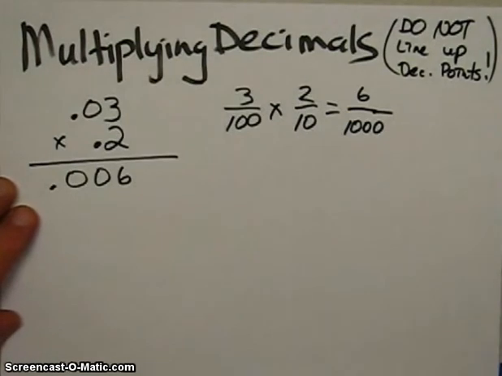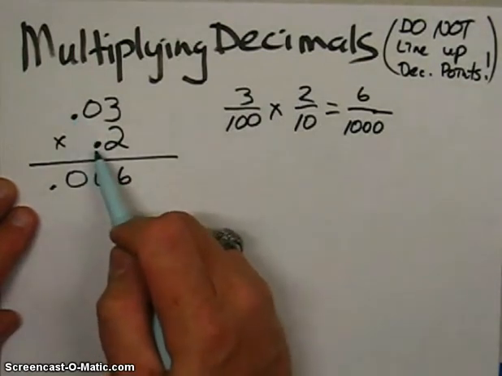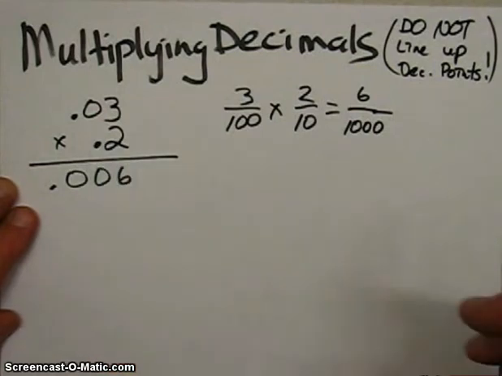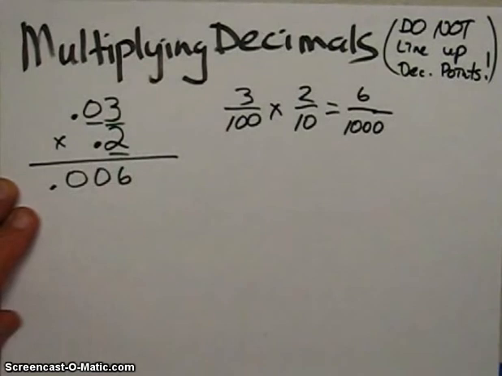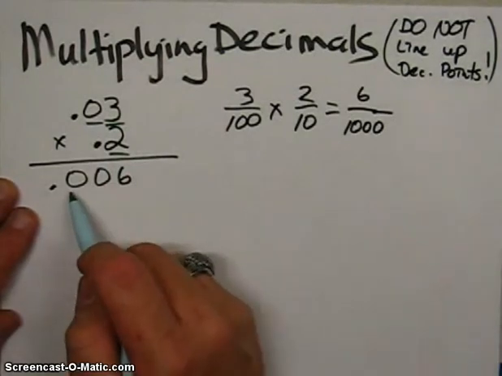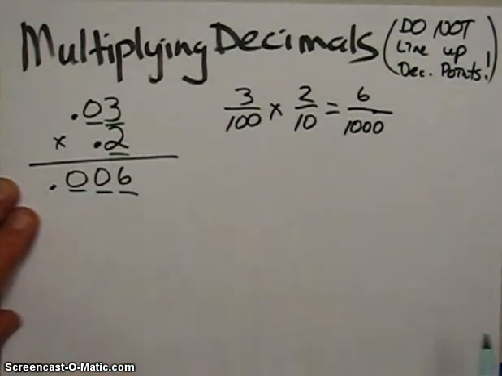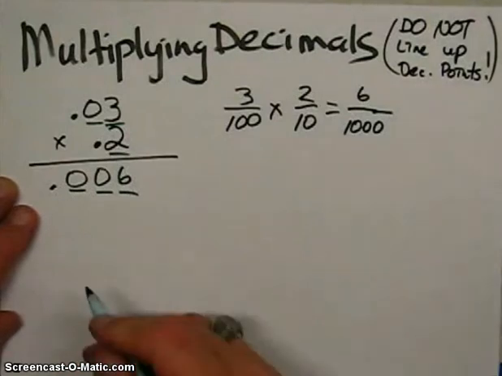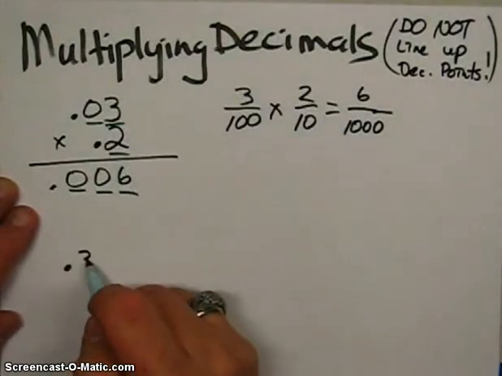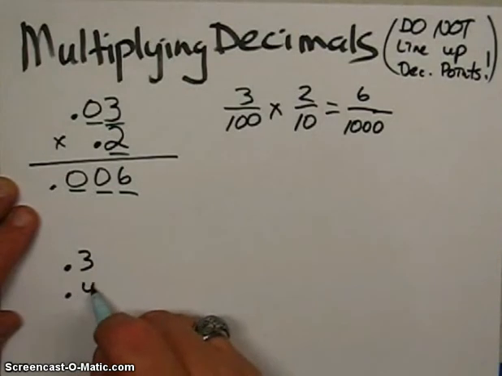However, here's what you do. In the problem, you count how many digits are on the right side of the decimal point. Well, there's a decimal point, there's a decimal point, and when I count all the digits that are on the right side, there are 1, 2, 3 of them on the right side. And in the answer, there are also that many, 1, 2, 3 of them on the right side of the decimal point. 3 digits on the right in the problem, so there must be 3 digits on the right in the answer.